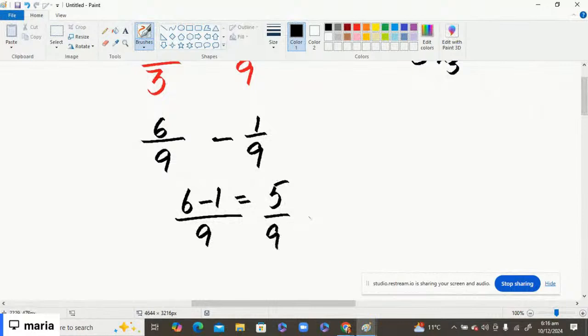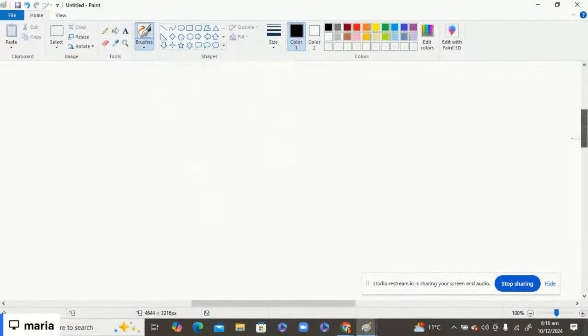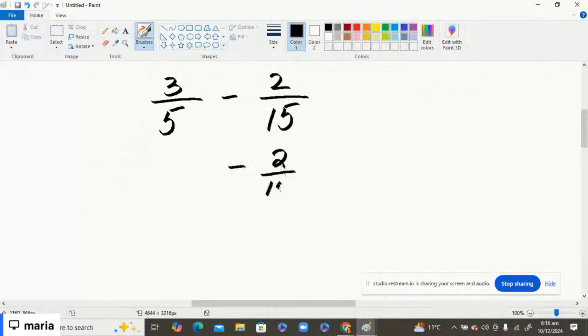Okay. This is the way that we solve it. Let's do another. For example, here is 3 over 5 minus 2 over 15. So what is the greater denominator? First of all, 2 by 15. So putting 2 by 15 here, 15 is the greater denominator. We have to make this 5 equal to this 15.